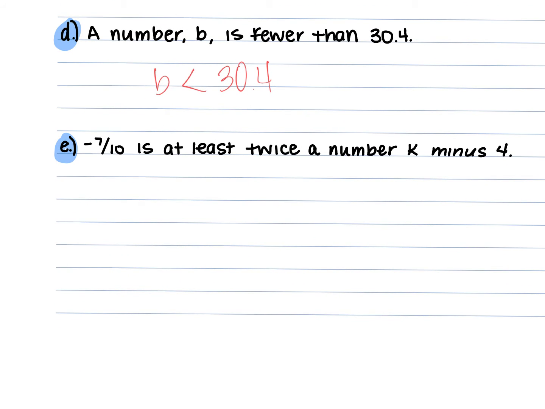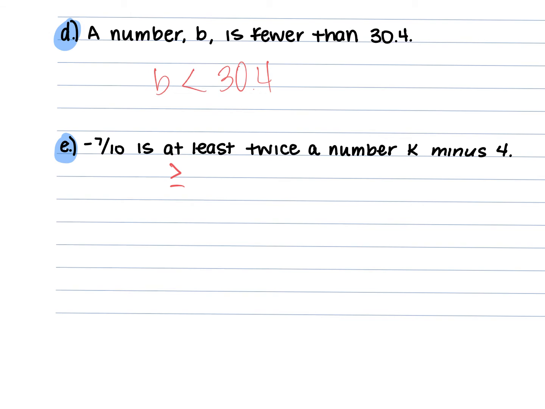E says negative 7 over 10 is at least twice the number K minus 4. Is at least. Let's start with that. What symbol needs to go with is at least? Kaya? Equal? They could be equal, or this could be what? Less than? If this is the least, could it be bigger? Yes, okay? This indicates that it needs to be a greater than or equal to symbol.